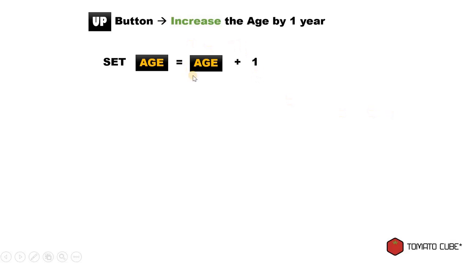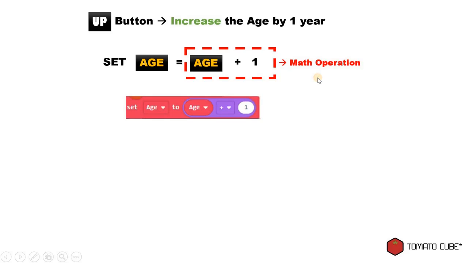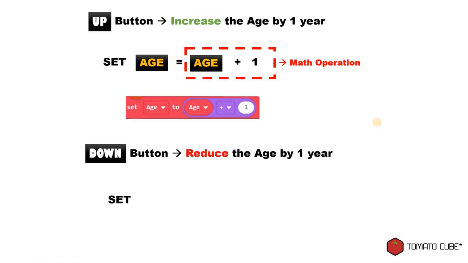So the age plus 1 over here is a mathematical operation. And then in the MakeCode, we will pull out the set block. Similarly, we will set age to age plus 1. So let's say if dinosaur is 9 years old now, it will become 9 plus 1, which is 10. And then if you want to reduce the age by 1 year, we do something similar. We set the age, but now instead of plus 1, we say age minus 1. So let's try it out in MakeCode.